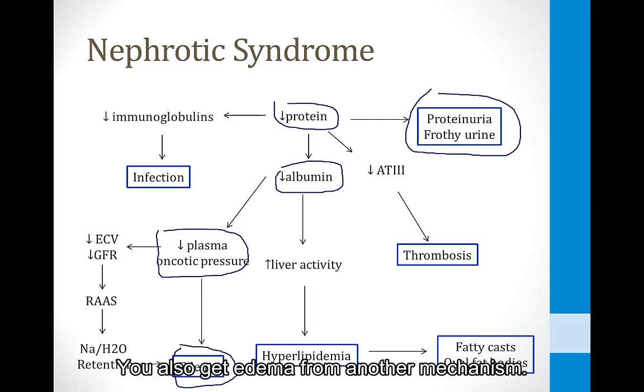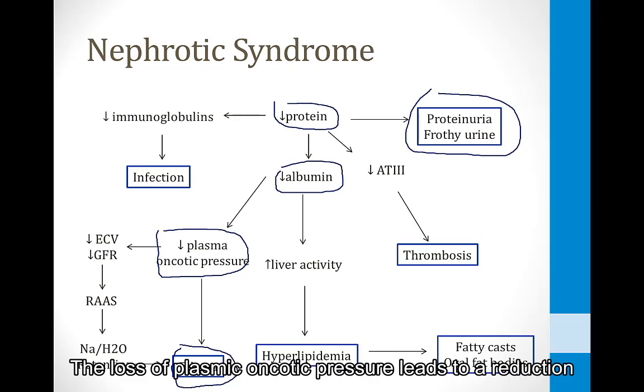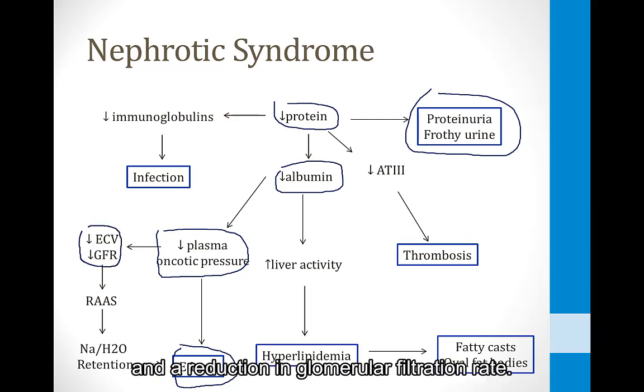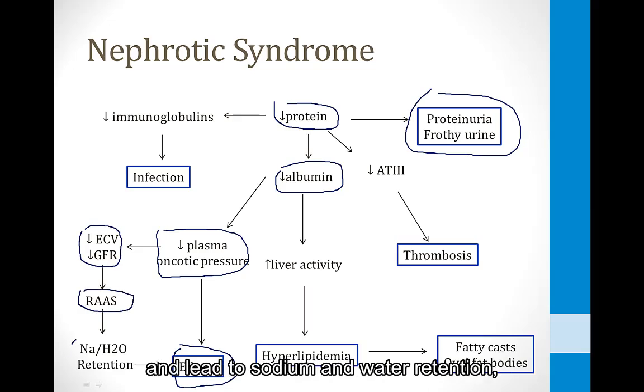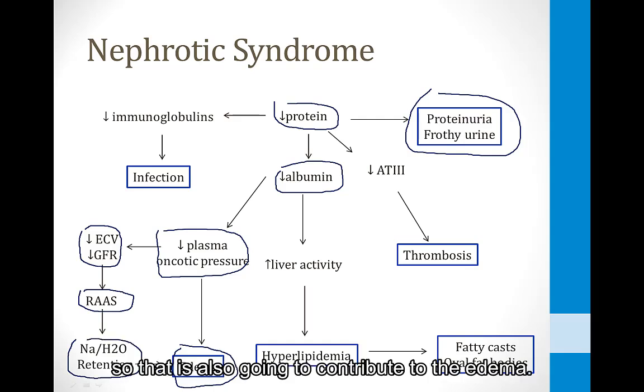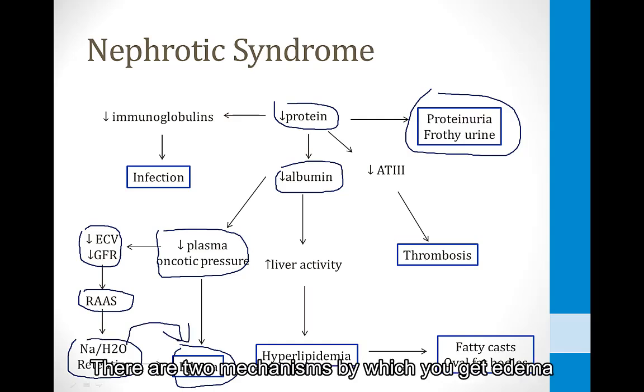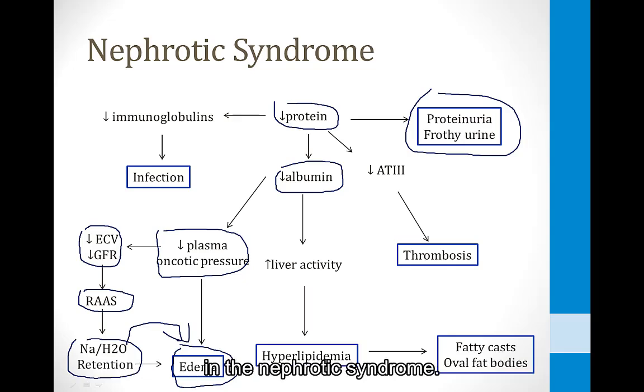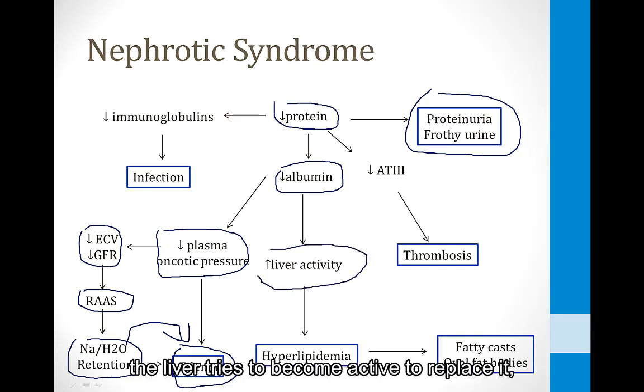You also get edema from another mechanism. The loss of plasma oncotic pressure leads to a reduction in extracellular volume and a reduction in glomerular filtration rate. This is going to ramp up the renin-angiotensin-aldosterone system and lead to sodium and water retention. So that is also going to contribute to the edema. There are two mechanisms by which you get edema in the nephrotic syndrome. Now, when you begin to lose all that albumin, the liver tries to become active to replace it, but it can't keep up with the losses.